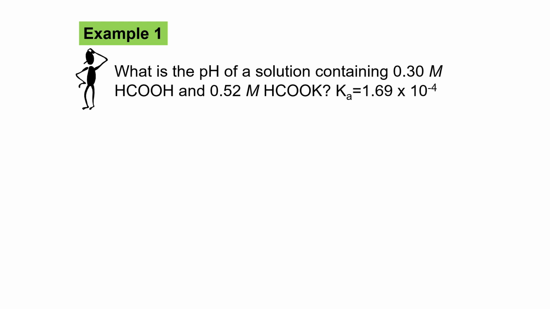So how we apply this equation? So look at this example. What is the pH of a solution containing 0.3 molar HCOOH and 0.52 molar HCOOK, where the Ka given is 1.69 exponential negative 4. So kita nak kira pH jadi kita akan tulis the equation.